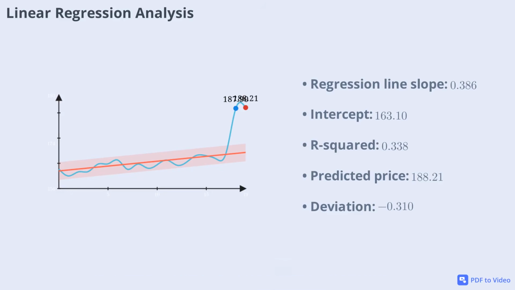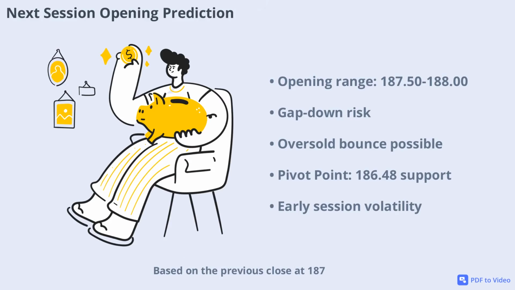The predicted price is 188.21, just above the current price, and the deviation is minimal. This suggests that PLTR is trading slightly below its statistical expectation, hinting at a potential mean reversion upward if momentum returns. Based on the previous close at 187.9 and a mix of weakening momentum indicators, the next trading session is likely to open between 187.5 and 188.